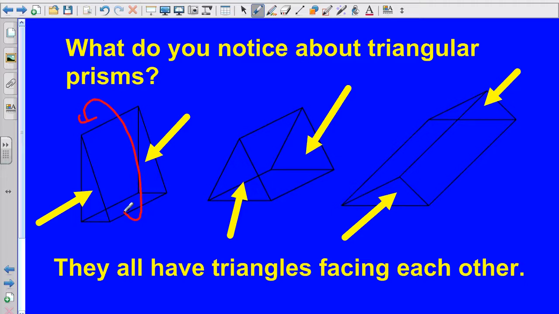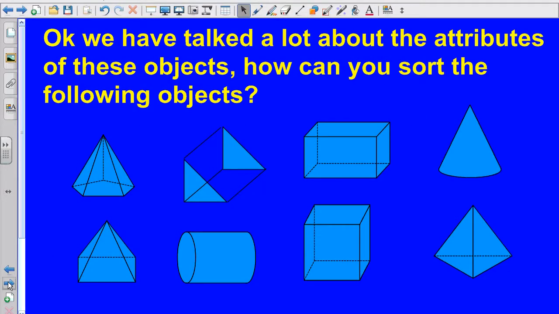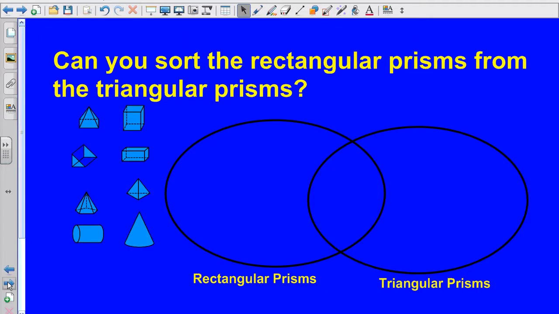Rectangles, exactly. These are all rectangles as you went around the inside between the triangles, I guess is the best way of saying it. So they all have triangles facing each other, and they're all made up of rectangles other than that. Okay, so we talked a lot about the attributes of these objects. So how can we sort these? Well, we'll start out with the Venn diagram.